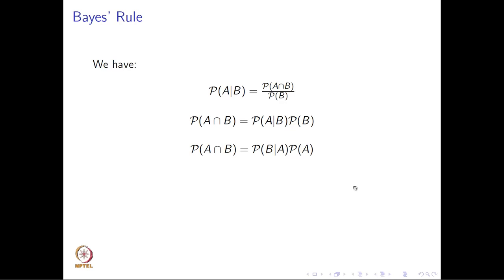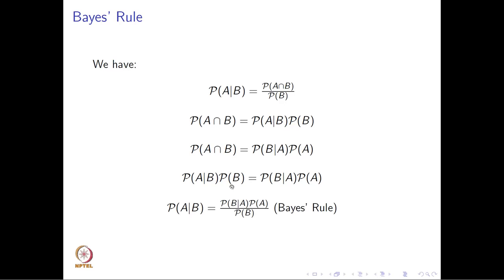These two right hand sides can be equated to get probability of A given B into probability of B is equal to probability of B given A into probability of A. Now taking this probability of B to the right hand side, we get probability of A given B is equal to probability of B given A into probability of A by probability of B. This is what is known as the Bayes rule.